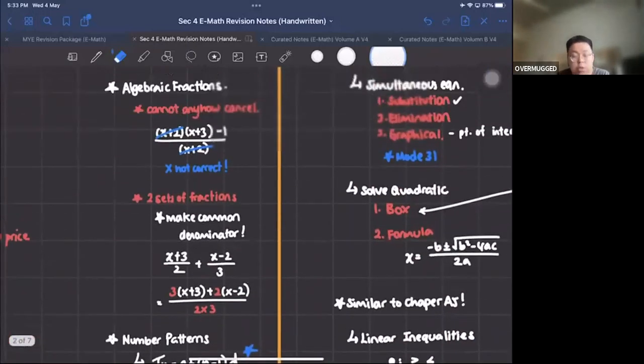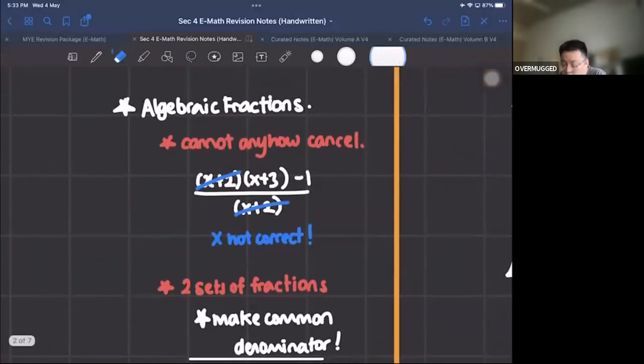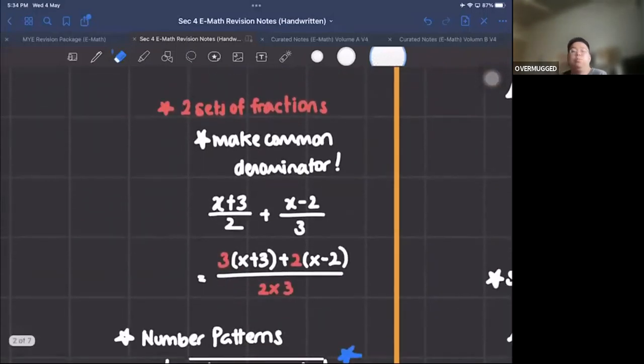Now, algebraic fractions. Usually when I mark my students' work, I vomit blood because this is something that students cannot do or they do anyhow. So please remember that when you're dealing with algebraic fractions, you cannot anyhow cancel. When you want to cancel, you need to make sure that every single term in your algebraic fraction contains that term, then you can cancel. So please be very careful. And whenever you have 2 sets of fractions, please remember that you need to make a common denominator. Then you can form them into a single fraction and then you can solve. Okay.